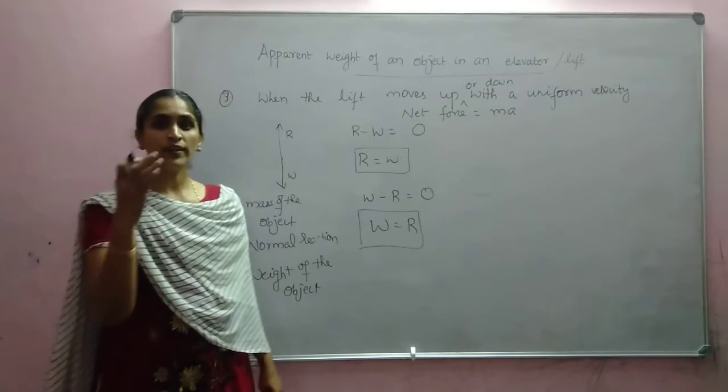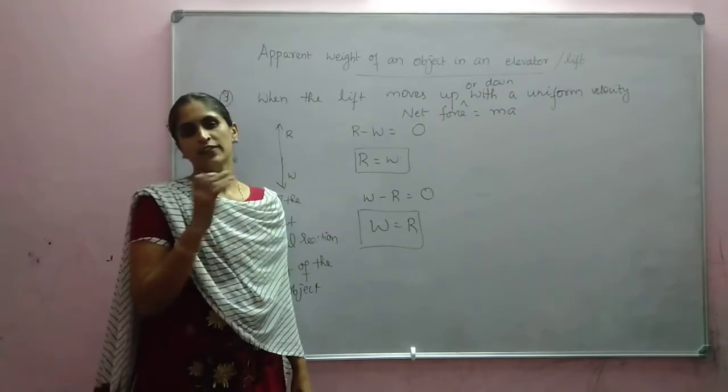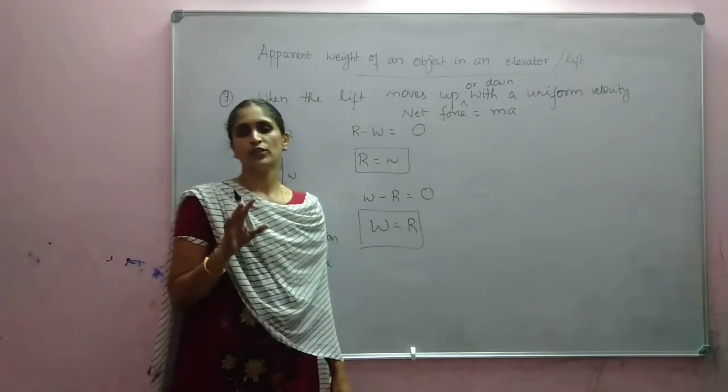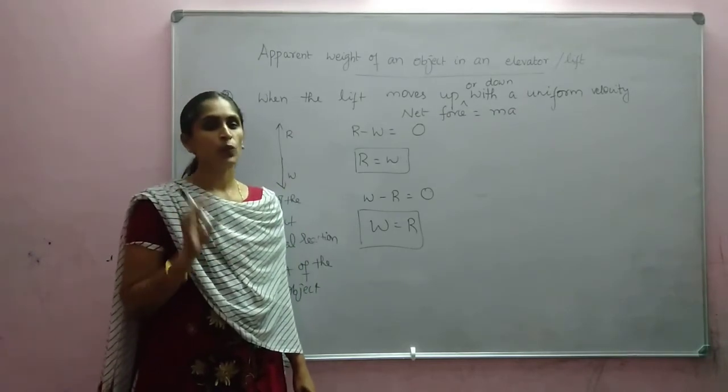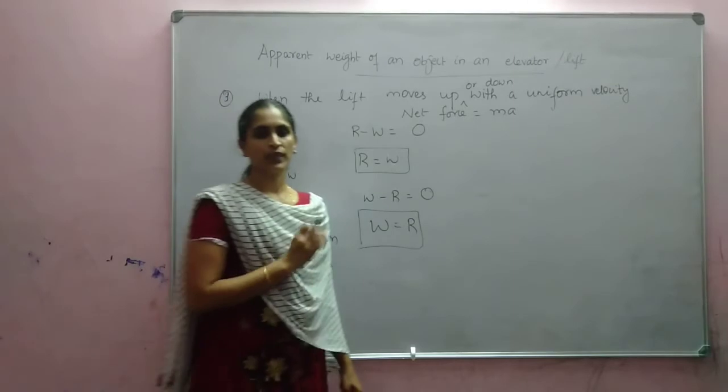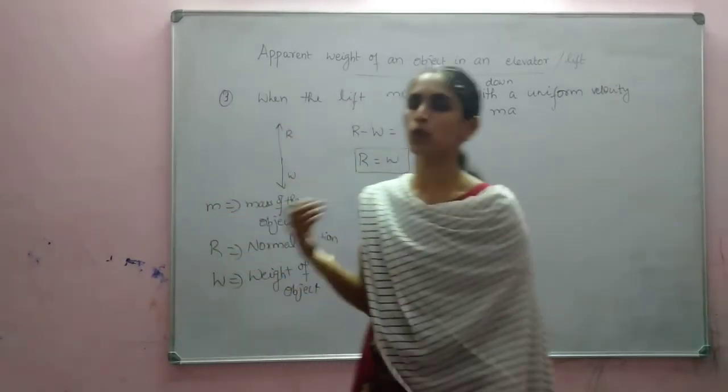If it is falling freely under gravity, the apparent weight will be equal to 0. That situation is known as weightlessness. Is it clear? Now we will discuss some problems.